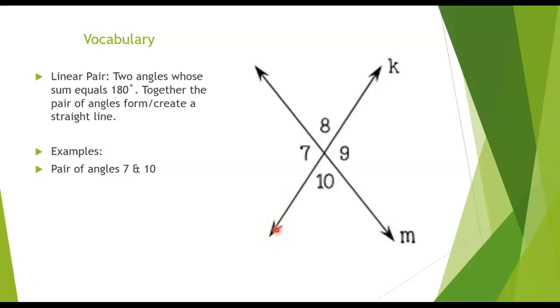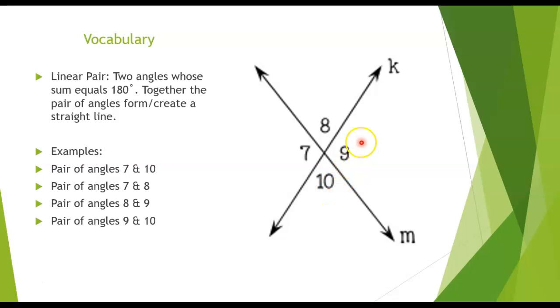Now, the pair of angles 7 and 10, that's our first linear pair, and they fall on line M. The next linear pair is 7 and 8, and 7 and 8 fall on line K. Next, we have 8 and 9. Angles 8 and 9 form a linear pair, and they fall on line M. And last, we have 9 and 10, which form a linear pair and fall on line K.